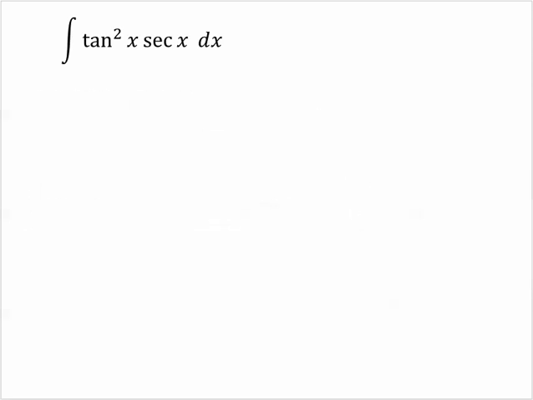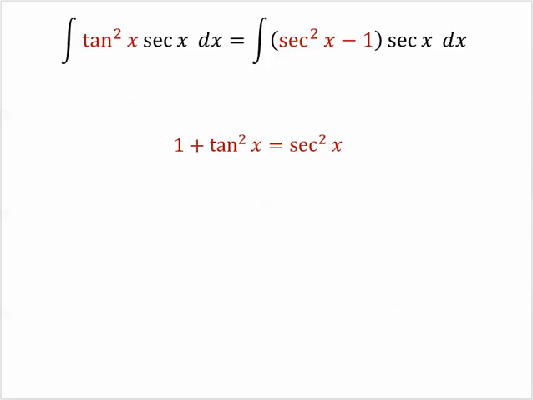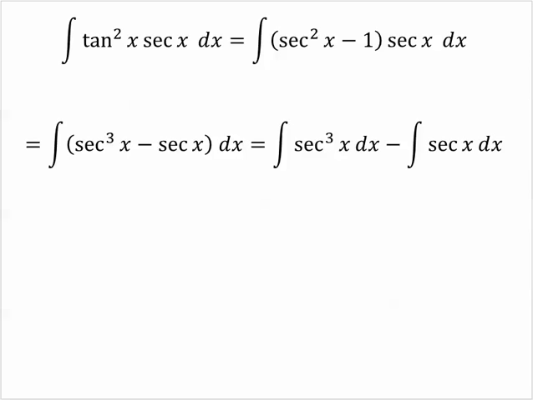We're going to start off with this problem. And the first thing I'm going to do is use my Pythagorean theorem to rewrite tangent squared as secant squared minus 1. Then distribute your secant x. When you do that, you have secant to the third minus secant. And it's the secant to the third that we're going to use the formula on. So let's break this up into two integrals. And I'll use a reduction formula on the first integral.